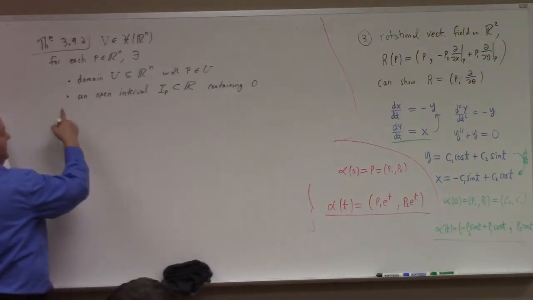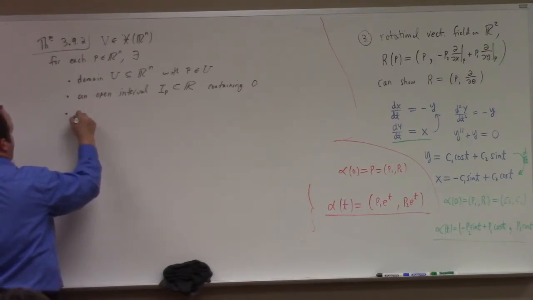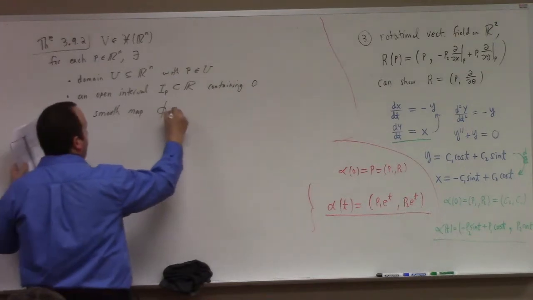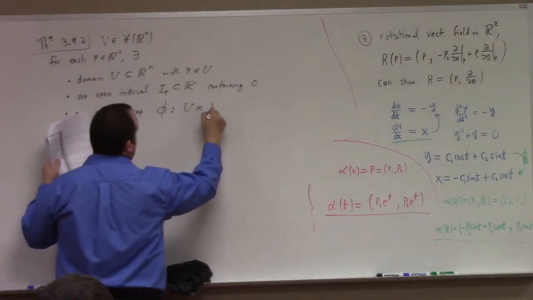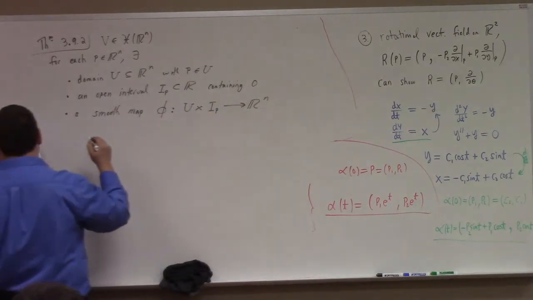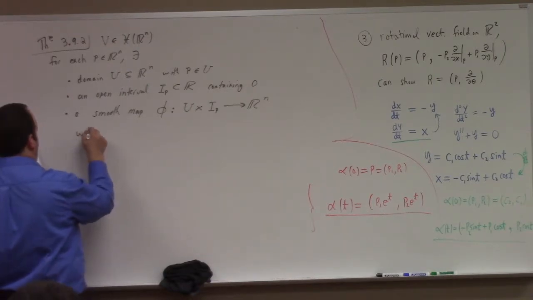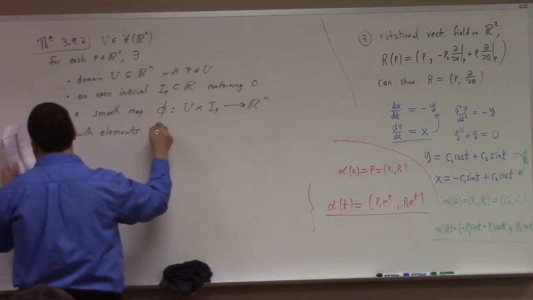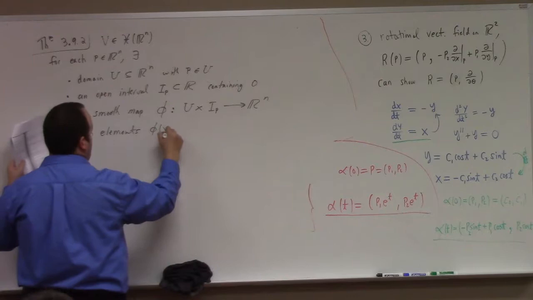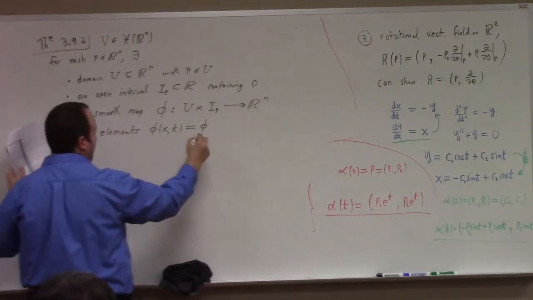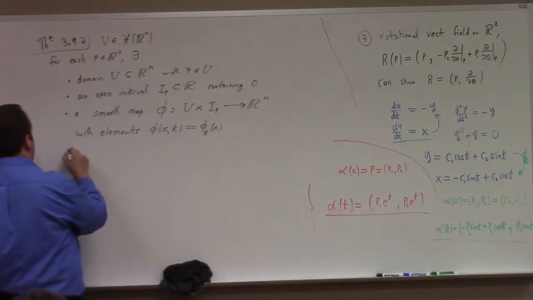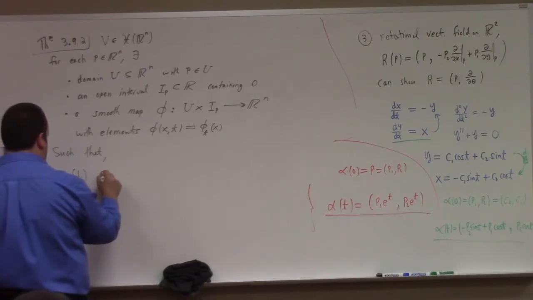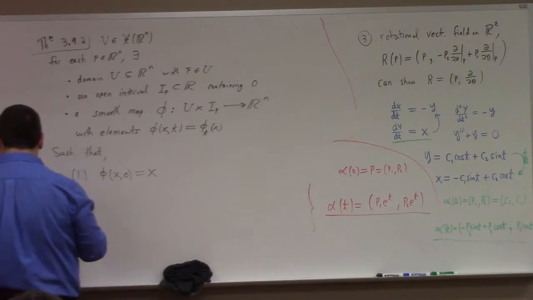So there's an open connected set U in R^n, an interval of real numbers containing 0 called I_p, and a smooth map phi going from U cross I_p to R^n, where phi of (x, t), which is another notation for phi sub t of x, is such that: one, phi of (x, 0) is x for all x in U.